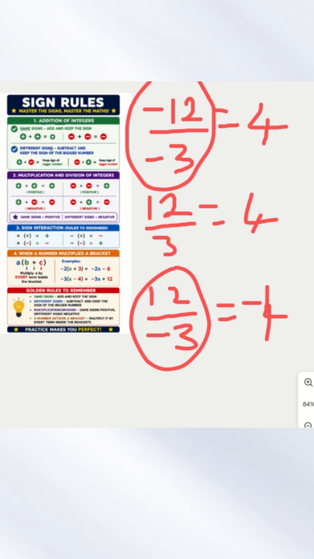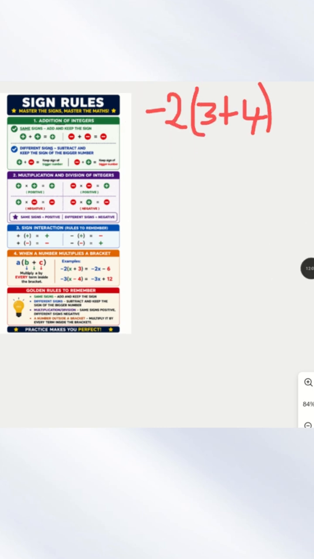So in our division, we have learned that when the numerator and the denominator have the same sign, whether positive or negative, the answer will be positive. But if they have different signs, positive and negative, the answer will be negative. So let us look at the other rule.